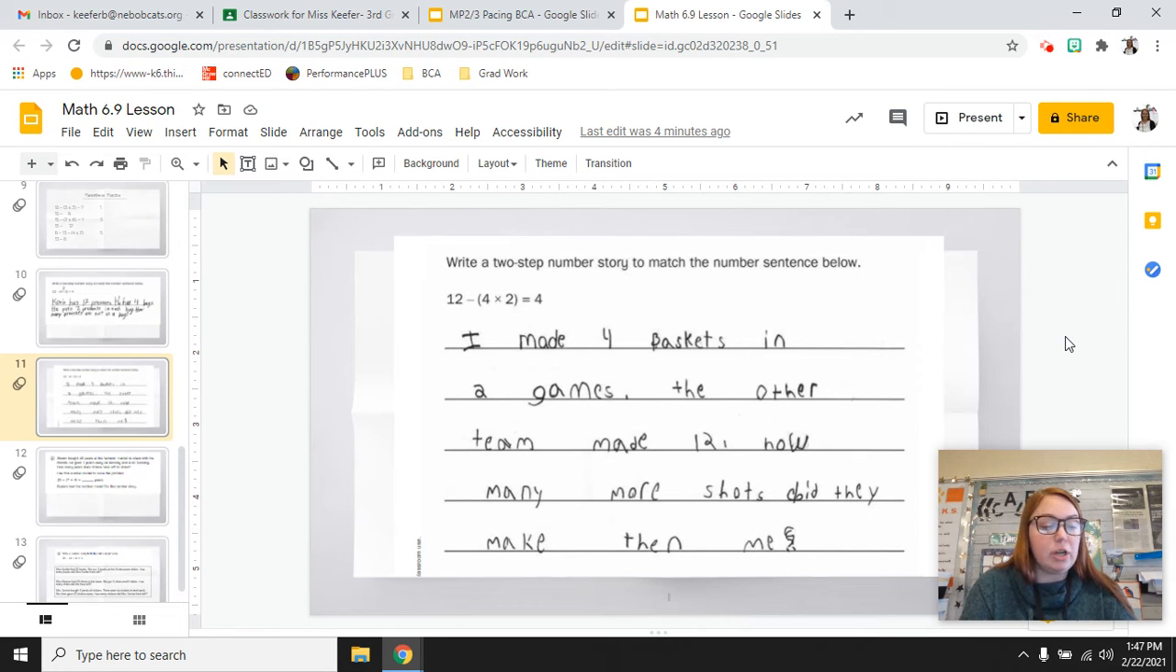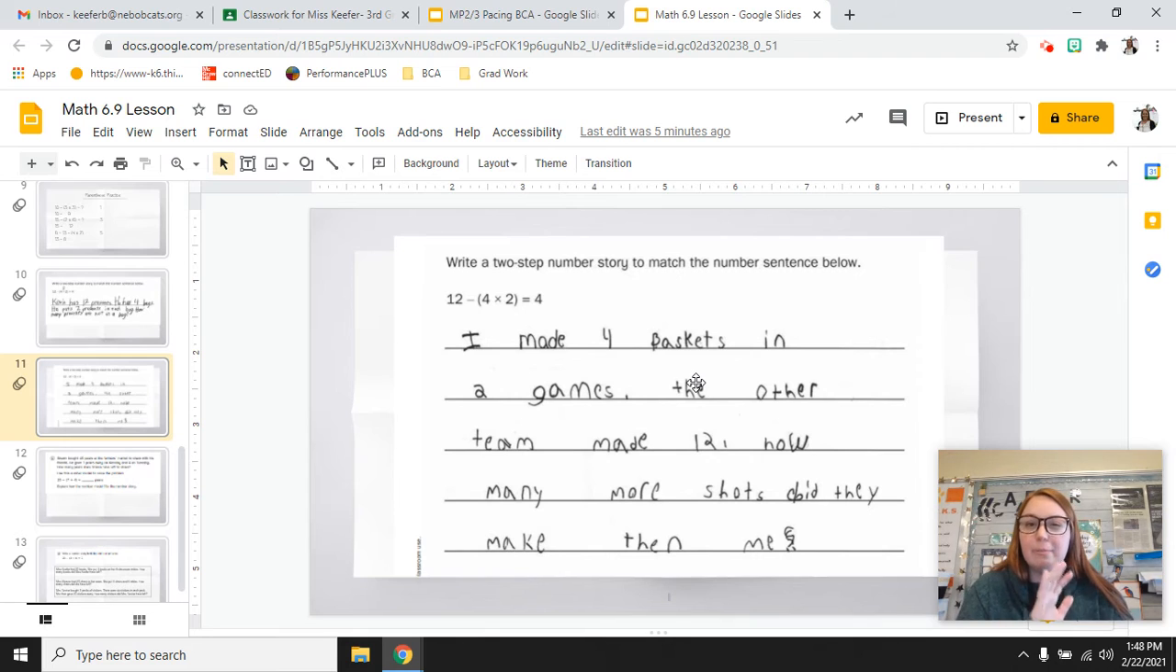Or it could mean that the child made 4 baskets in each of the 2 games that they played. Then that would fit the number story because you would multiply 4 times 2 to get the baskets total. So you just have to be careful with your wording, because just saying 4 baskets in 2 games does not mean you have to multiply them. It's not clear what you would subtract from 12. You don't know if it's 4 times 2 or if it's just 4.